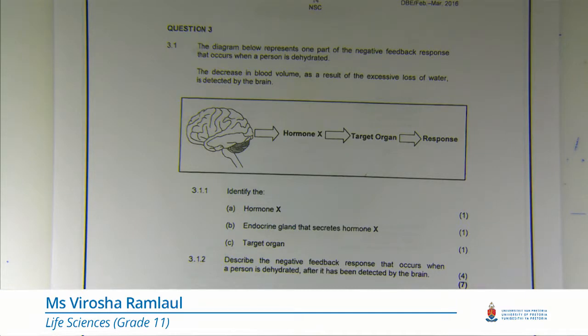Then they asked, what is the endocrine gland that secretes hormone X? Pituitary gland. Please learn how to spell pituitary gland. See, you didn't learn this. So endocrine gland, you're going to learn next year.